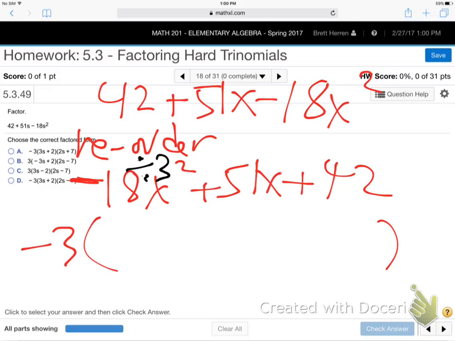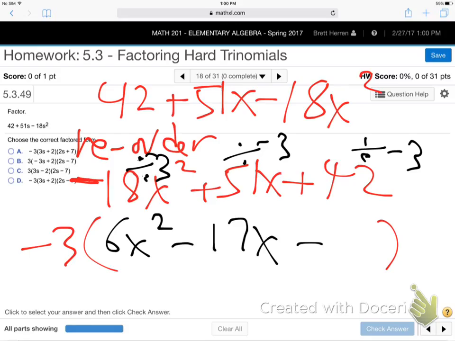Divide by 3. And really it's negative 3 that we're dividing through by. Divide through by negative 3. You'll get 6x squared minus 17x minus, what is that, 14? 14. Okay, thank you. 14. Everybody good to there? All the signs changed. Notice. Now do FOIL on what's left.